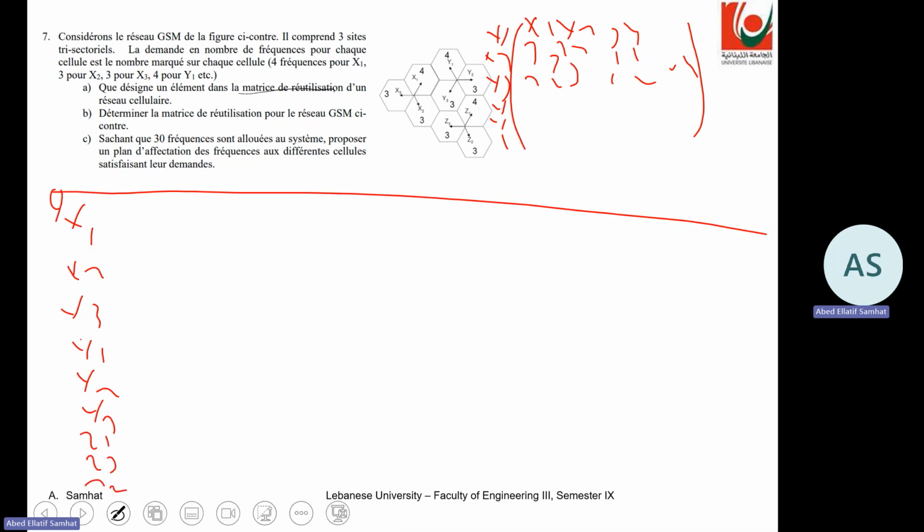Okay, so in part C, we have x1, x2, x3, y1, y2, y3, z1, z2, z3, and we have the frequencies f1, f2, f3, f4, f5, f6, f7, f8, f9, f10 until f30, because we have 30 frequencies. So which frequency will be allocated to x1? Remember that to x1 we need 4 frequencies, and those frequencies should be allocated such that the difference within x1 is 3, with x2 is 2, and with all others it will be 1.